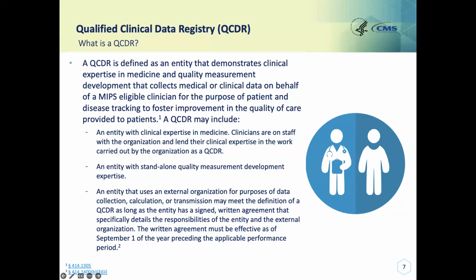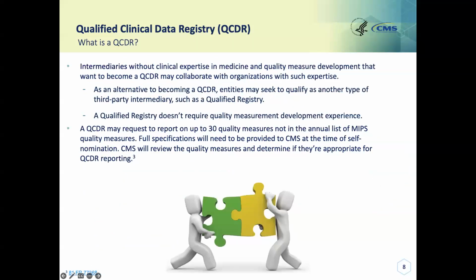And then just to note, if for some reason as an organization you do not meet that definition or those statements I just referenced, we do understand that some entities may collaborate with an external organization for the purposes of data collection, calculation, or transmission of the data in order to meet that definition as well as the requirements of being a QCDR. Please keep in mind that a signed written agreement that specifically details the responsibilities of both the entity and the external organization that makes up that collaboration is required to be in place by September 1st of the year preceding the applicable performance period. So for 2024, that deadline would be September 1st of 2023. On the next slide, we'll continue a little bit more information about the QCDR.